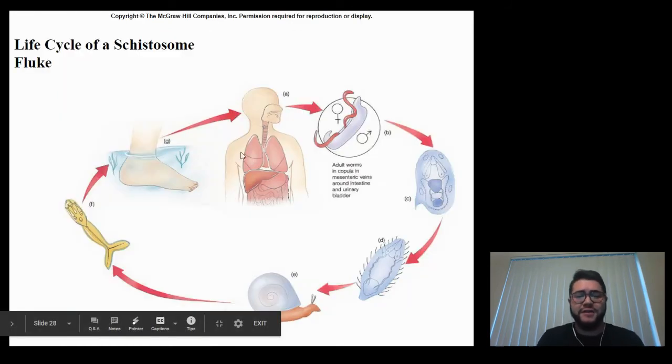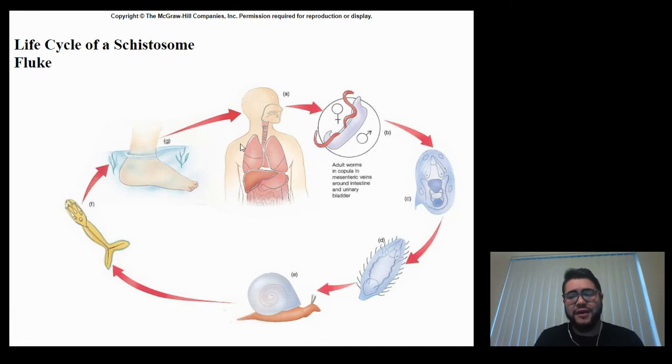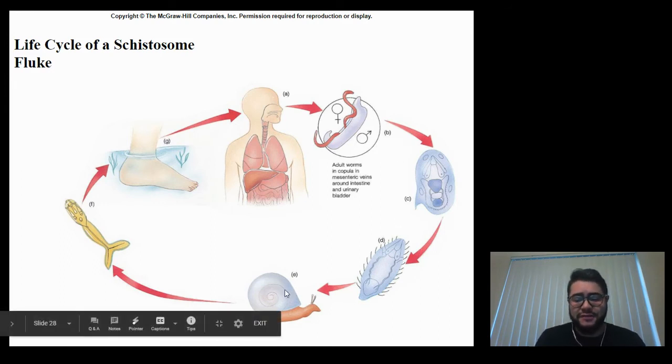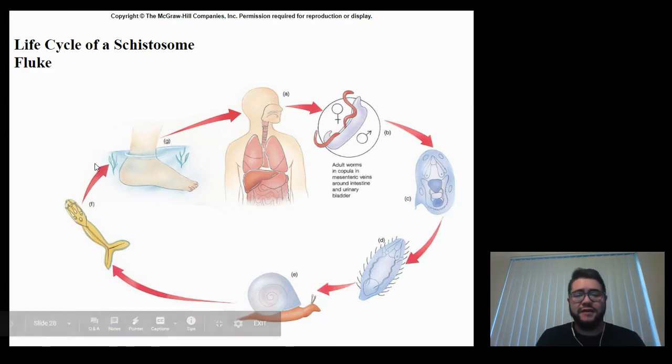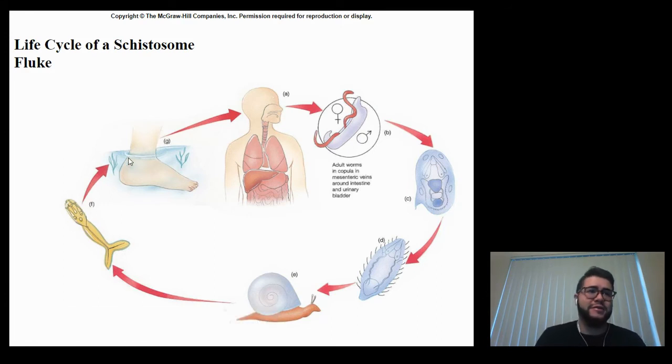The life cycle of a schistosoma, let's say it's in an adult human, it can make its way out either from the urinary bladder or the digestive tract, find its way into water, then find its way into a snail, then it forms its adult form inside the snail, leaves the snail, and infects a human, usually in the water, penetrating through the skin somehow.